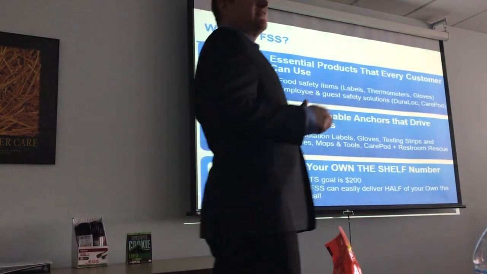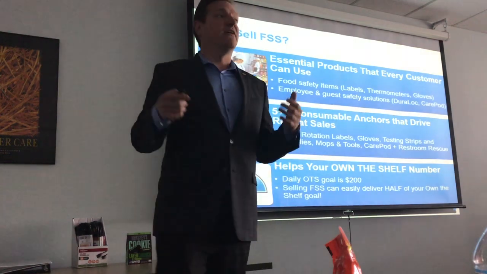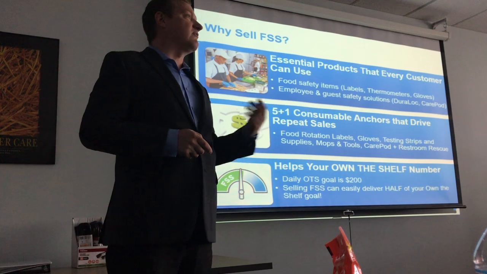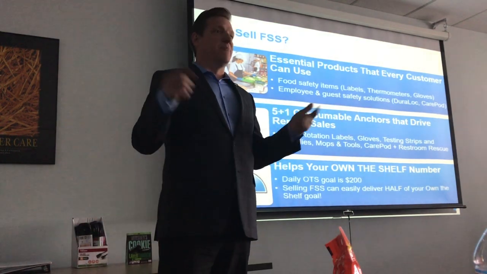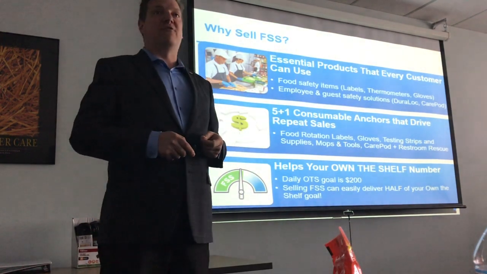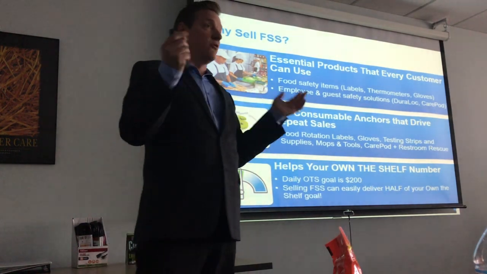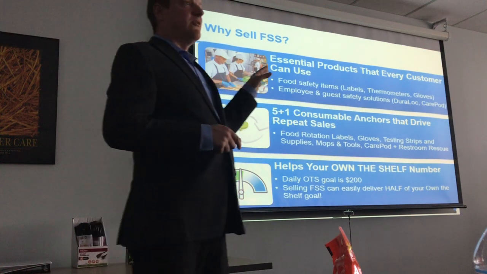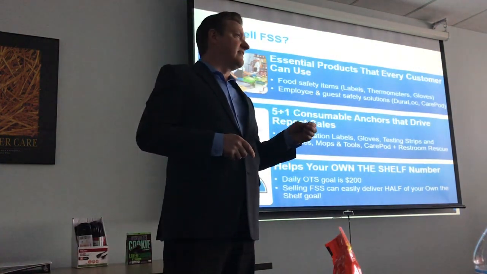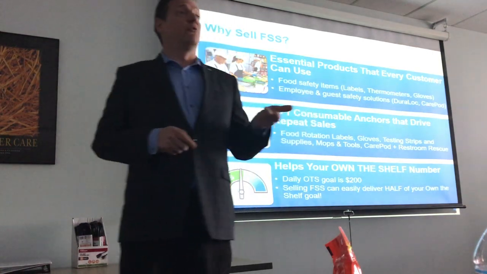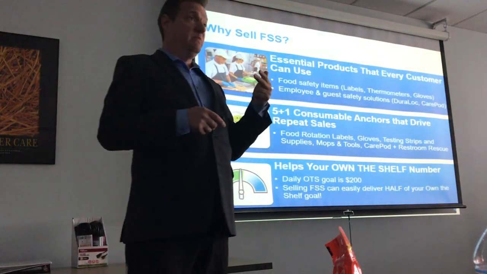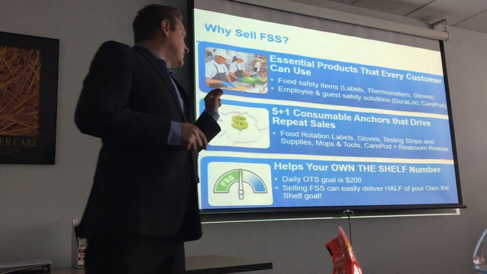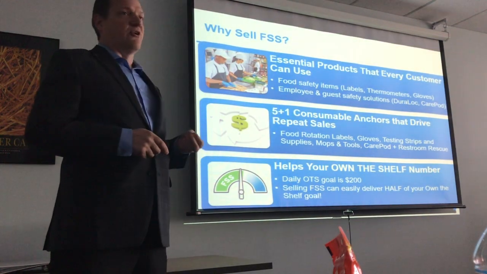So FSS, as I was mentioning, it's an awesome category. It's a killer division. It's a lot of stuff that our customers need. And right now they're getting it from Restaurant Depot. They might be getting it from whatever supplier they're ordering from, be it Cisco or Shiitakis or whoever it is that's out there. A lot of the stuff in these 5+1 categories is stuff that they're mandated to have. We're talking about first aid. We're talking about food rotation labels. We're talking about gloves. It's stuff every single one of your customers needs to have. It helps you hit your own-the-shelf number.